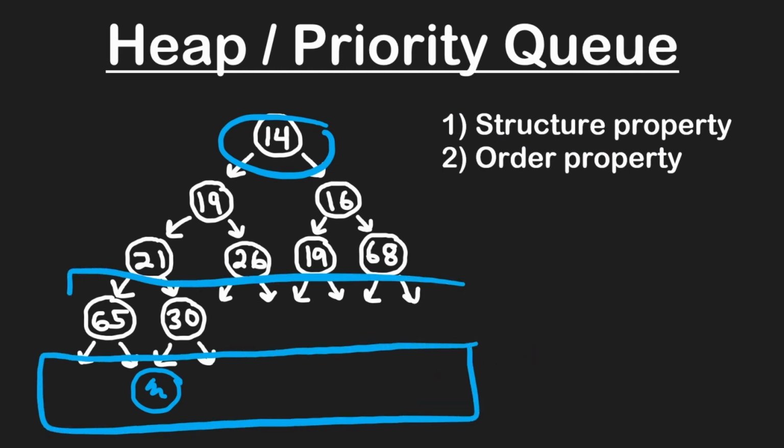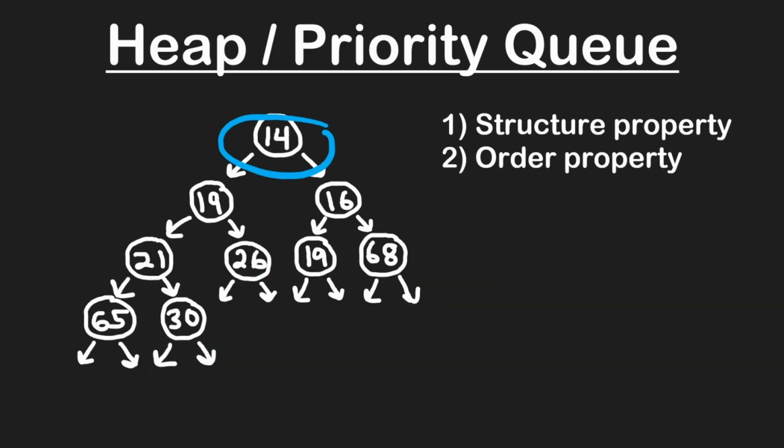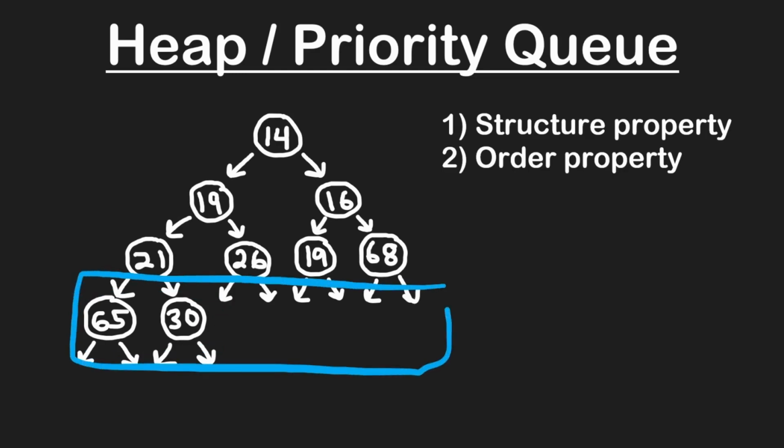The second to last level now also has missing nodes. That's definitely not okay. Now, another thing about the structure property, as we add values, you can see they're added left to right. It's not enough that only the last level is allowed to have missing nodes.